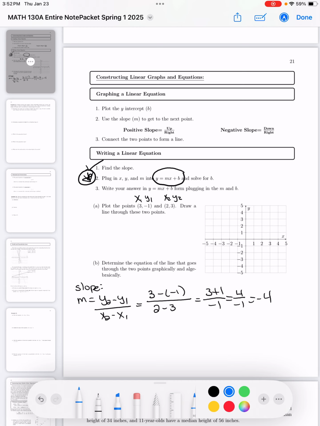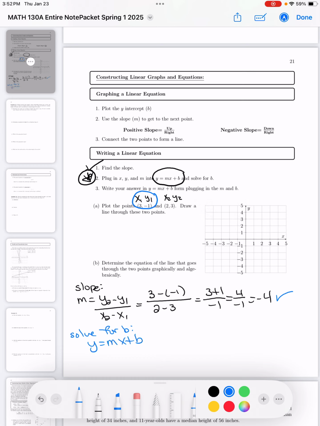Step 2, solve for b. This is the step that gets people. We know m, and we know an x and a y. I'm going to plug those in to get my answer. You can actually plug in either one. It doesn't really matter. So into y equals mx plus b.